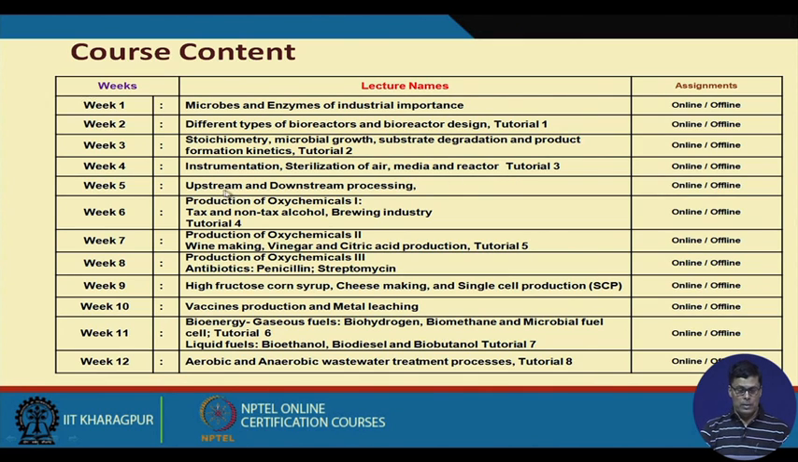Then I shall discuss upstream and downstream processing. I will cover several biochemical fermentation processes like potable and non-potable alcohol, then the brewing industry, wine making industry, vinegar, citric acid production, penicillin, streptomycin, high fructose corn syrup, then cheese making, single cell protein, vaccine production and metal leaching.